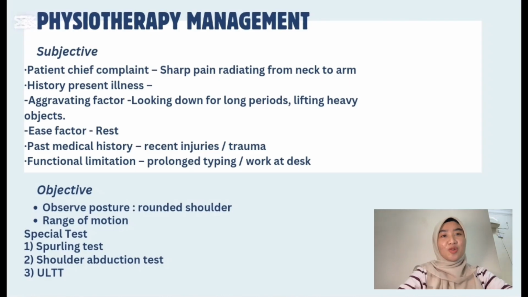Hi, my name is Nimardia. I present about physiotherapy management of cervical radiculopathy using the SOPIA framework, which stands for subjective, objective, plan, intervention, evaluation, and also the revisions.